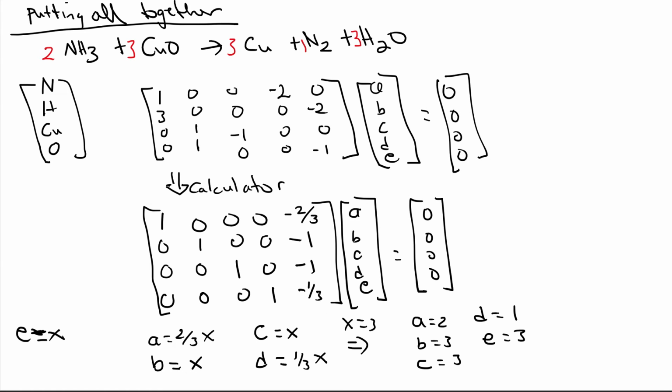And it's obviously 3. And so you get A equal to 2, B equal to 3, C equal to 3, D equal to 1, E equal to 1. So that's your answer right there.